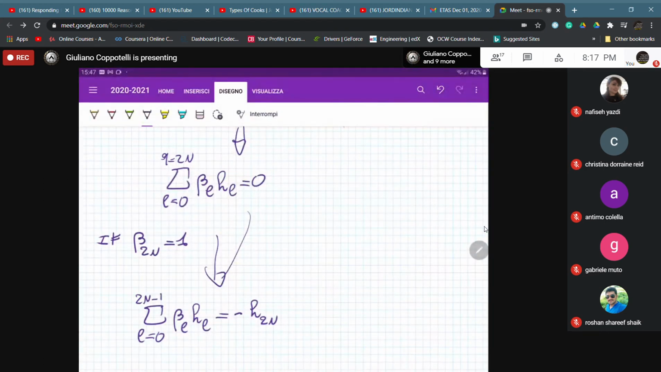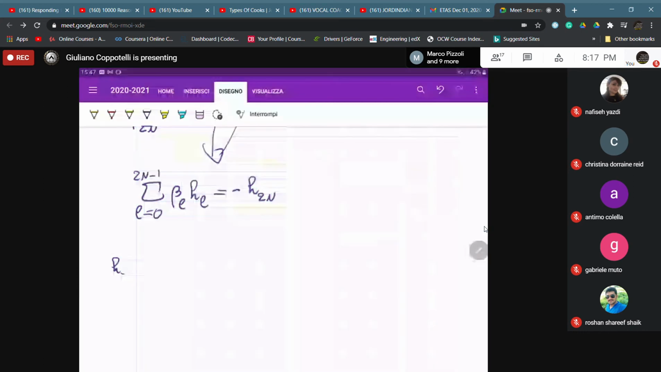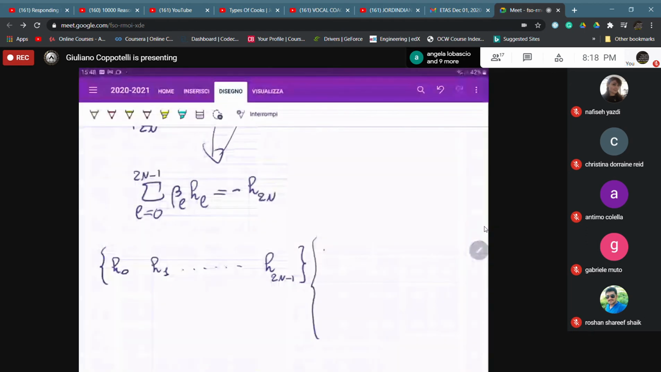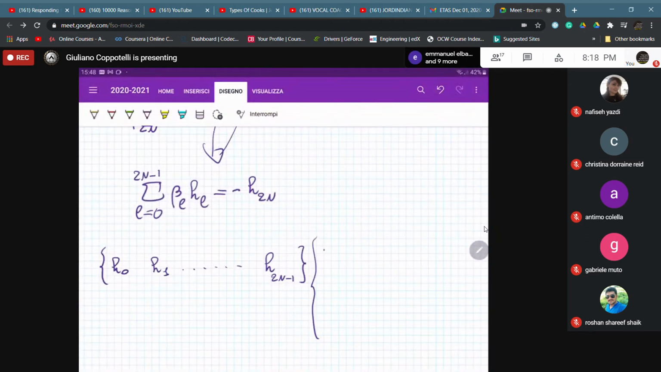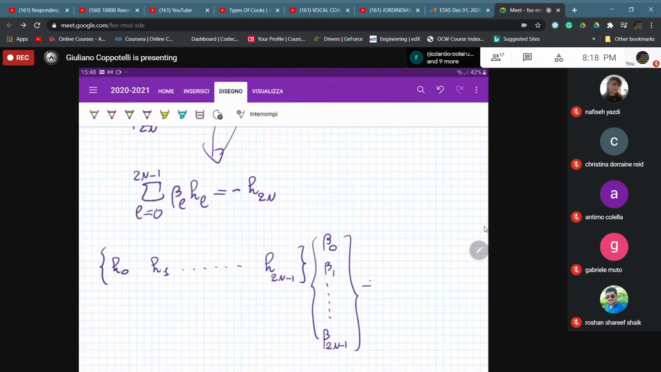I can rewrite that equation as H0, H1, up to the last one, H2n negative 1, okay, times beta 0, beta 1, up to the last one, beta 2n negative 1. Okay, and that is equal to negative H2n.